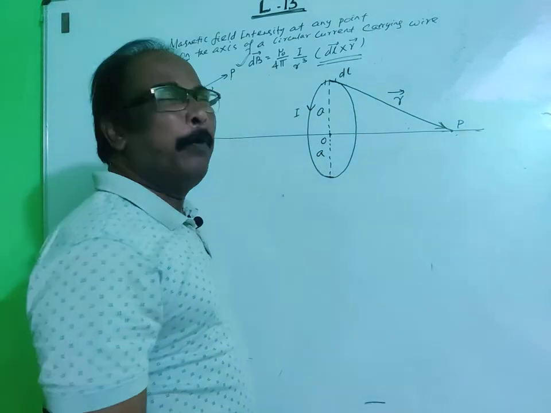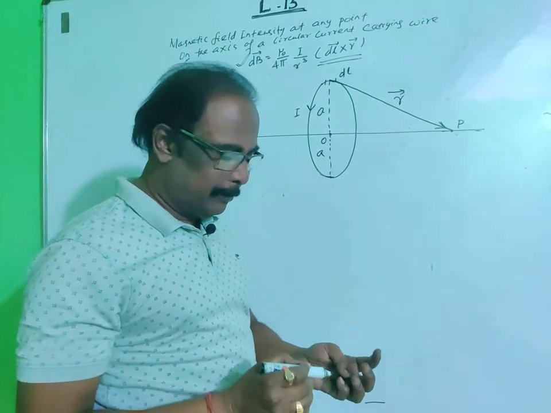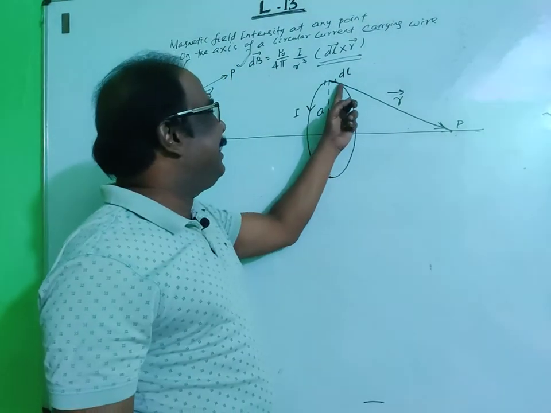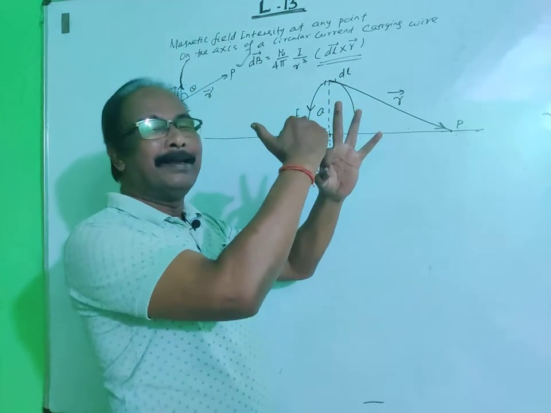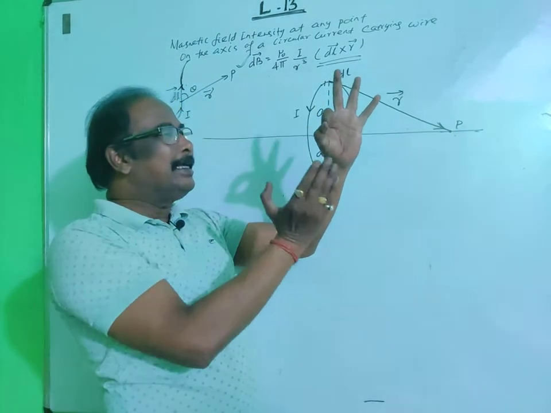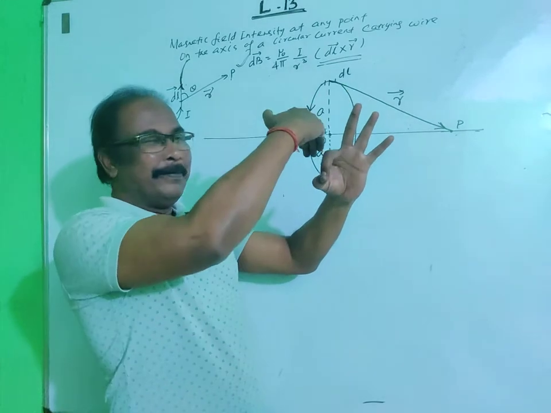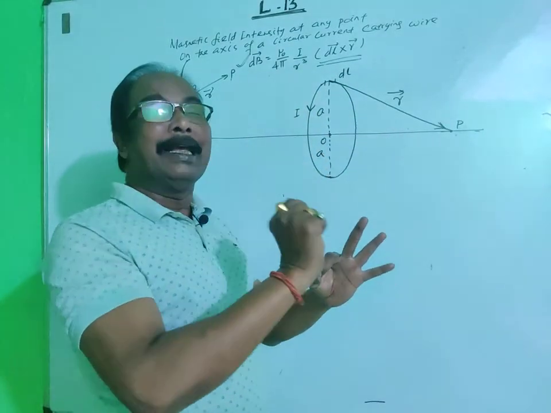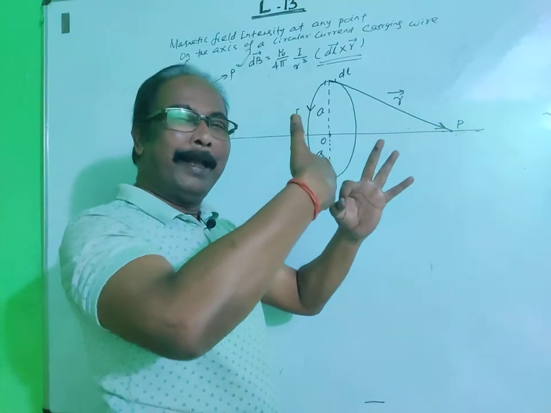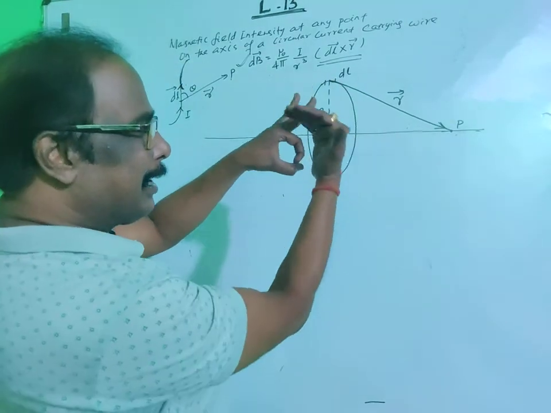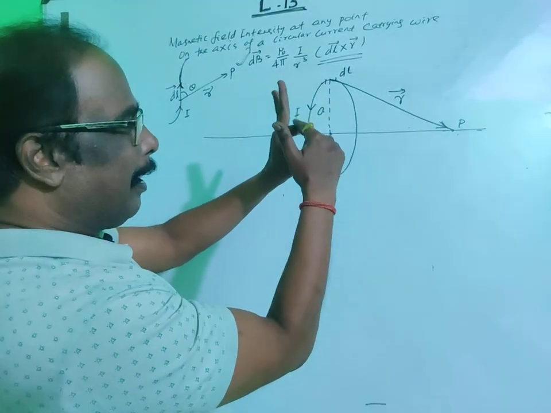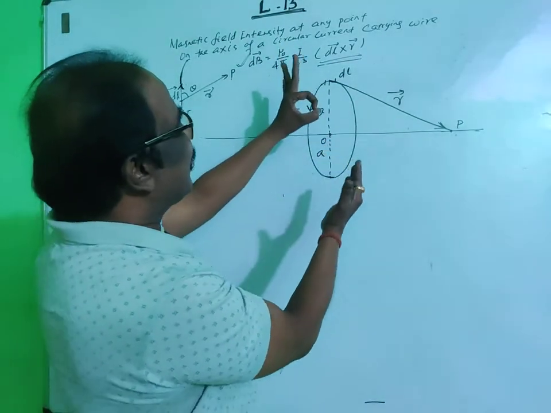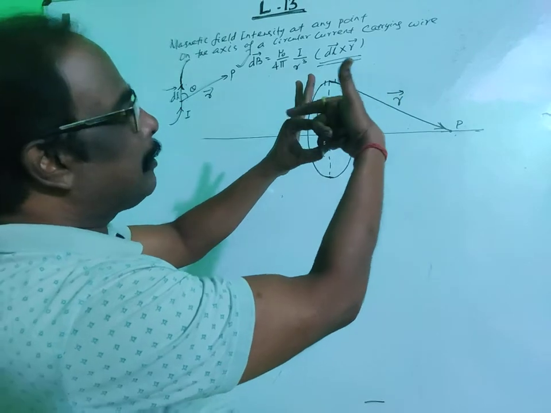Then what is the direction of dl? Determine the direction of dl first. The direction of dl is taken along the direction of current. See, the current is in anti-clockwise order, meaning a curved path. To know the direction at any point, we have to draw a tangent. At the top of the circular coil, if the current is anti-clockwise, then this is the direction of dl.